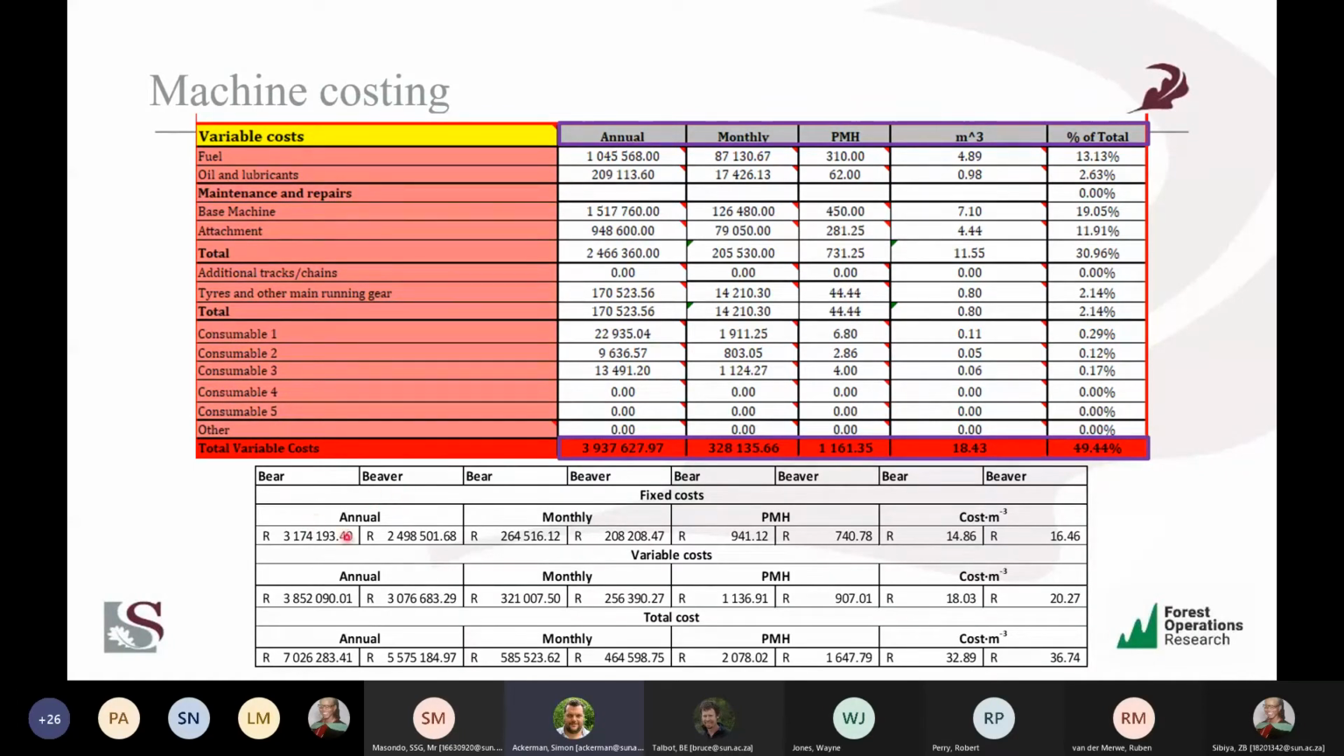For the costing, these are the outputs that I got for those 2 machines, looking at 2,000 hours: 2,080 Rand an hour for Bear, and 1,650 Rand an hour for the Beaver. Cubic meter cost 32 Rand for the Bear and about 36 for the Beaver. Basically, just looking at there's big differences in productivities that equate to these particular cubic meter costs.